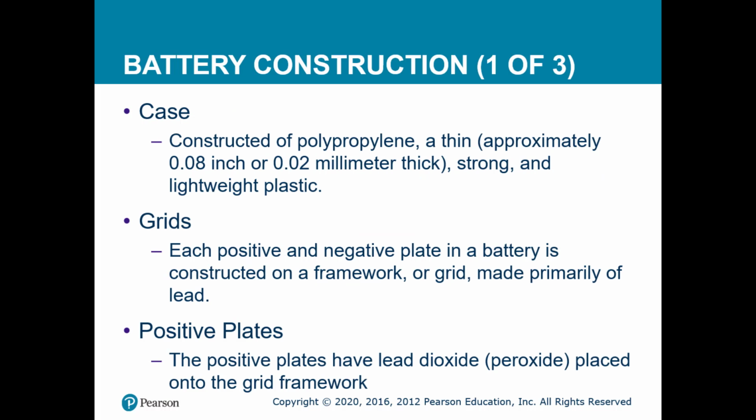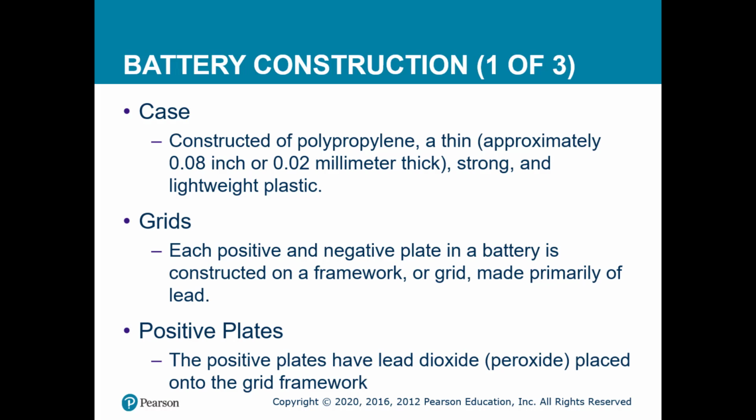With regard to battery construction, the case, which is the container for the cells and acid, is typically constructed of polypropylene, which is a thin and strong lightweight plastic, typically around 8/100ths of an inch. The cells inside of this case contain positive and negative plates, which are constructed on a framework or a grid, which is initially and primarily made of lead.